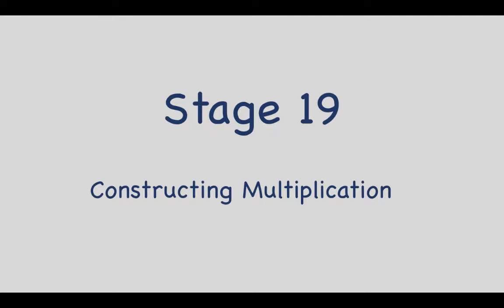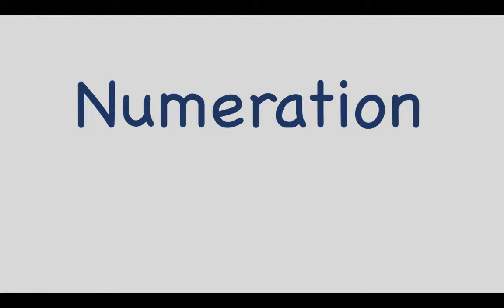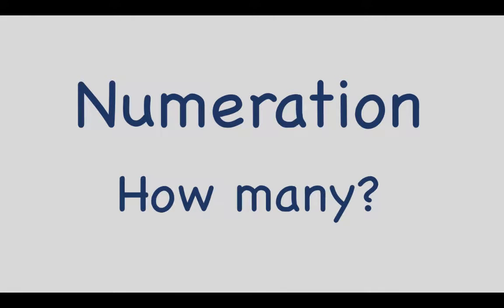When students have mastered adding a two-digit number to another two-digit number, and the multiples within 100 of the digits that make up the base 10 number system, they are ready to construct the meaning of multiplication. Multiplication involves finding the product of two factors, where one factor is repeated a number of times that is determined by the other factor. First, we will consider the meaning of multiplication in numeration, or how many.